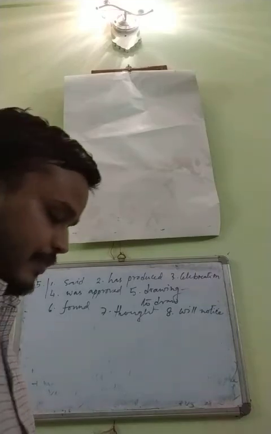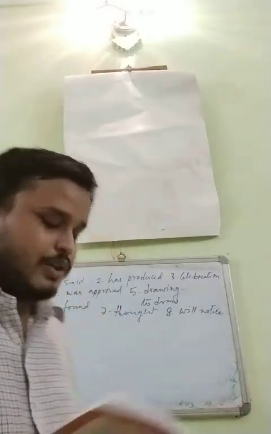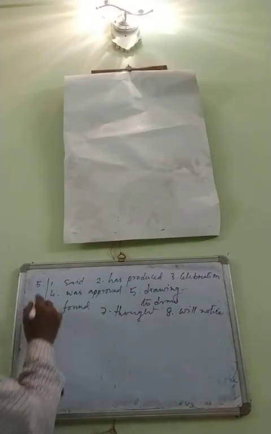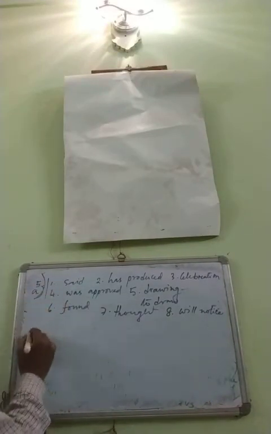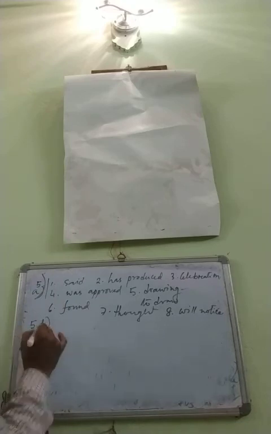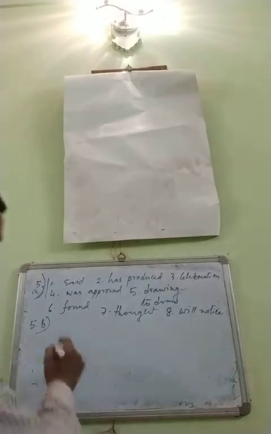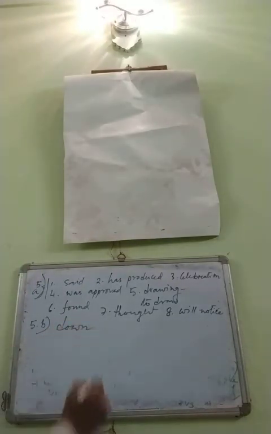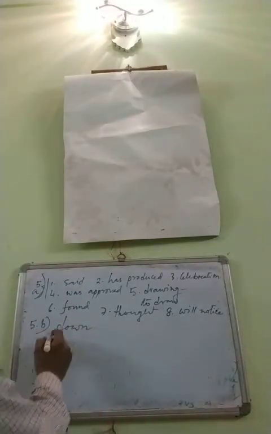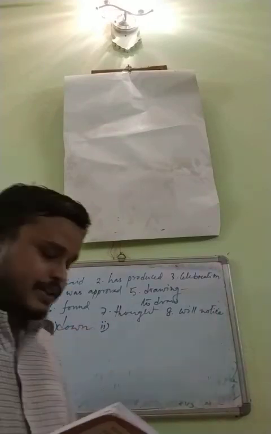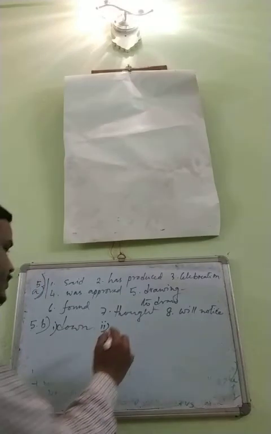Then number B, our local market was burned. Number 5A, this one is number 5A. Number 5B, our local market was burnt down. Number 1, 2. He has embarked on a new business.